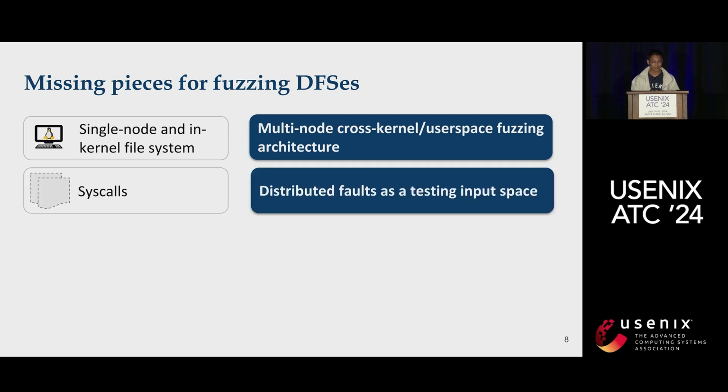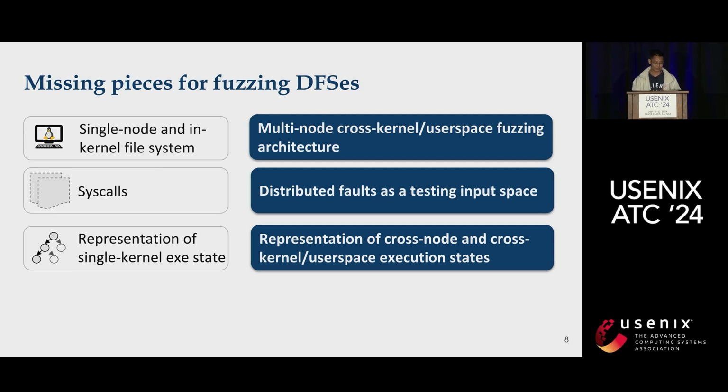And second, local file system fuzzers test the targets with syscalls only. However, distributed file systems are designed to take in concurrent syscalls and to tolerate distributed faults like network partitions or node crashes. So to effectively test a distributed system, we have to also include distributed faults in the testing input space.